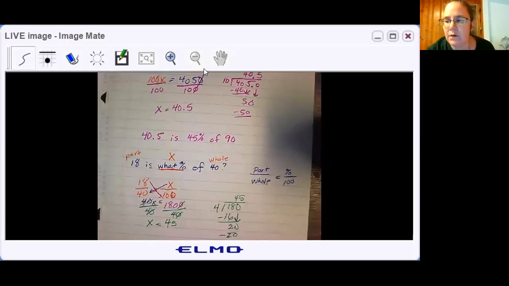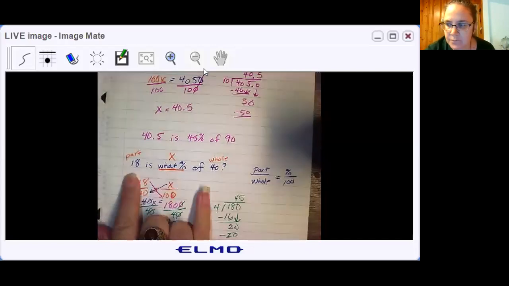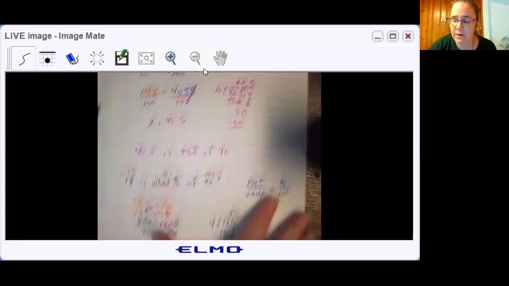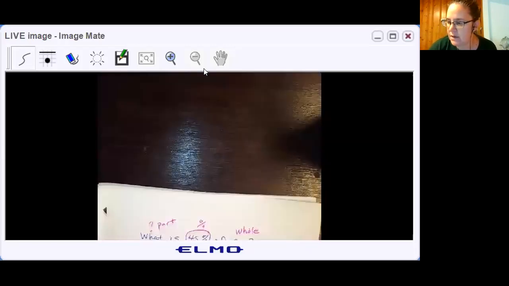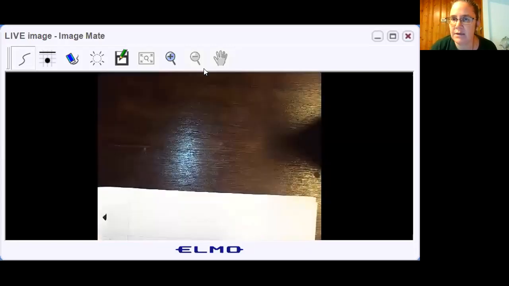So now we've looked at one where we were looking for the percent and we were given the part and the whole. The other way we can see this is if I tell you what the percent is and I tell you what the part is, and then I ask you to find the whole. So let me see if I can find one. Here we go.